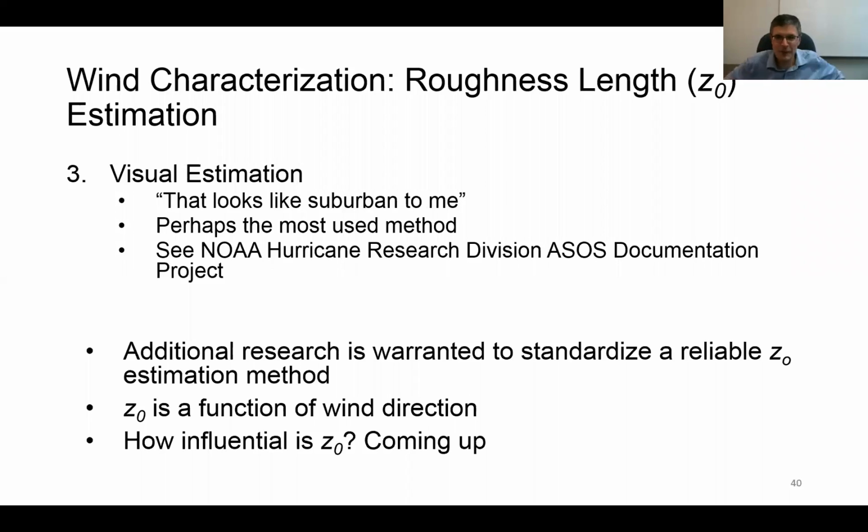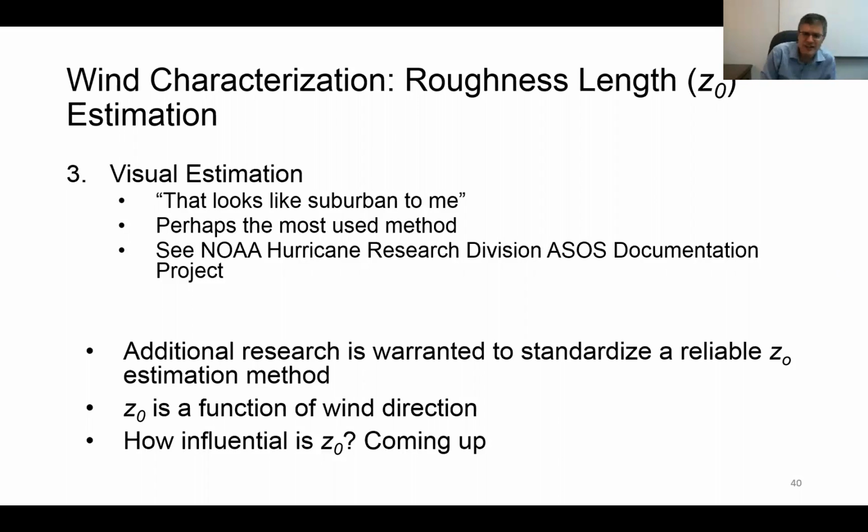The third most popular way of characterizing roughness is eyeballing it. That looks suburban to me, let's call it suburban. It's probably the most commonly used method. As I just said, there's additional research warranted to get this to a standardized way of doing things. 3 different people could visualize the approach terrain and give it 3 different Z naught scores, and that's a problem. And Z naught is a function of wind direction as well. So if behind your house is a stand of trees and in front of your house is an open field, you've got 2 different Z naughts for that same location.